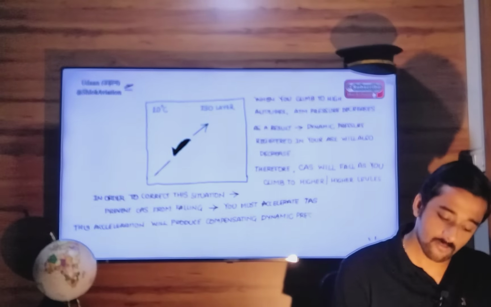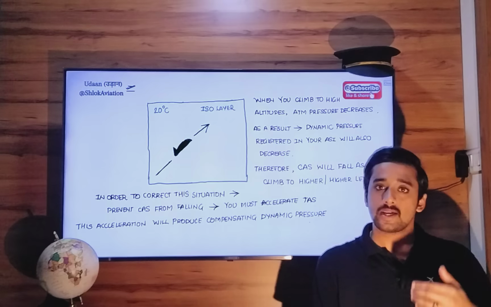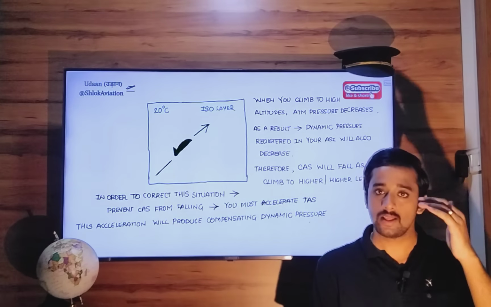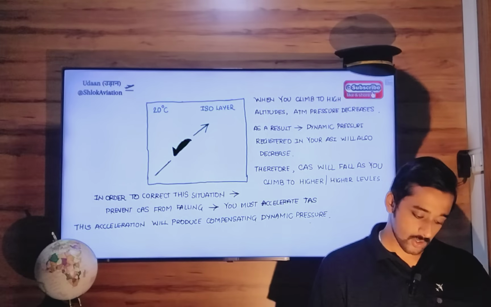This dynamic pressure will be registered in the ASI equipment, and your calibrated airspeed will not fall. It will remain stable, okay, or it will increase. It will produce compensating dynamic pressure. So this is what happens.